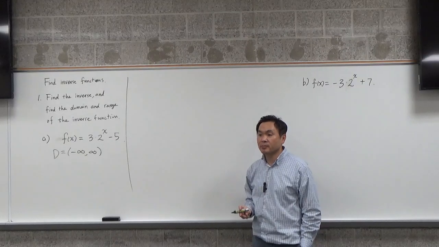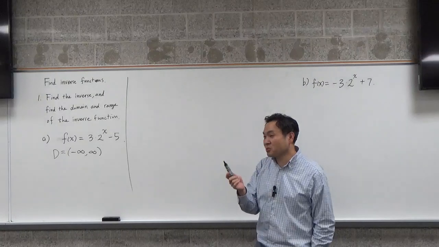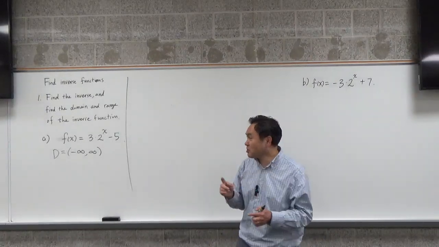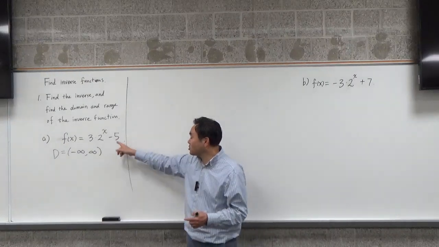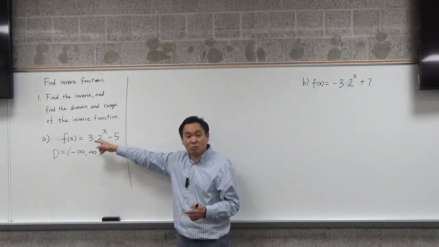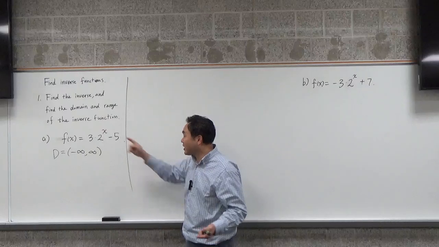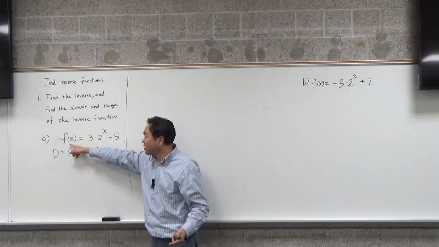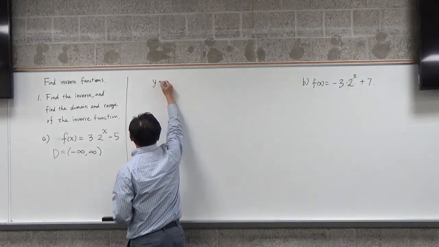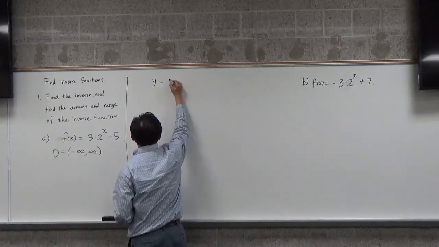You swap x and y. That's the most important idea, right? You have to swap x and y. However, here you don't see a y. What do you do? You make f of x as y. If you want to swap x and y, a y has to be there. If you don't see a y, then you replace f of x with y. So that's the first step. Rewrite so that instead of f of x, you put y in there.